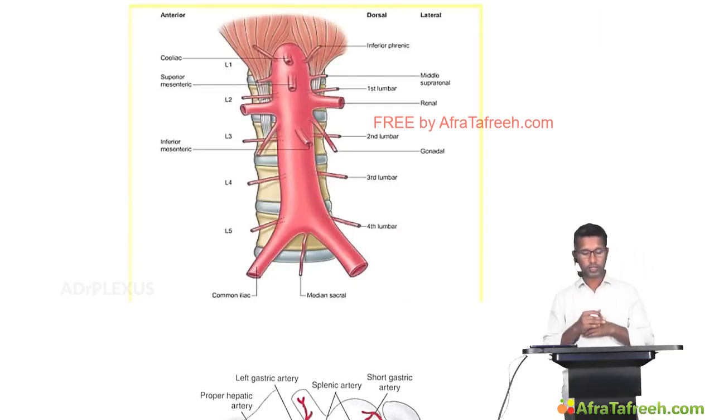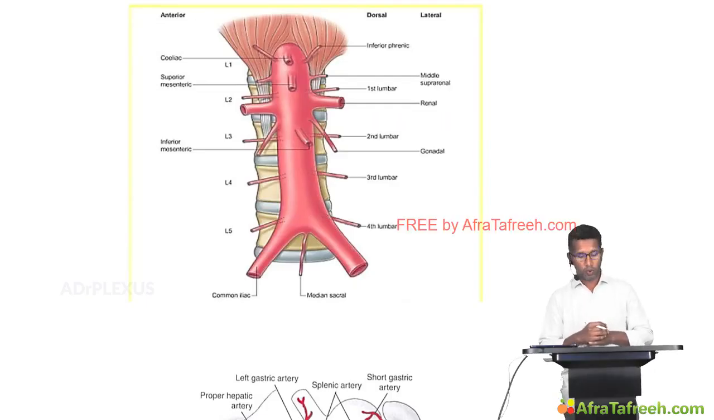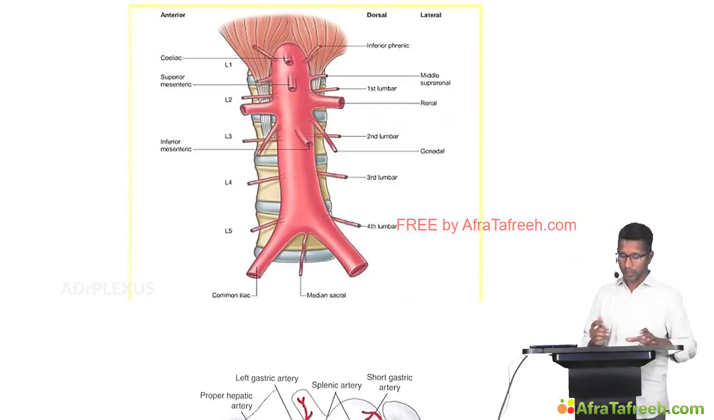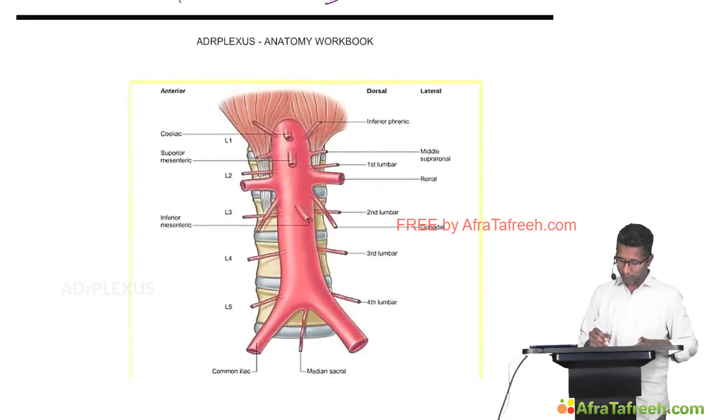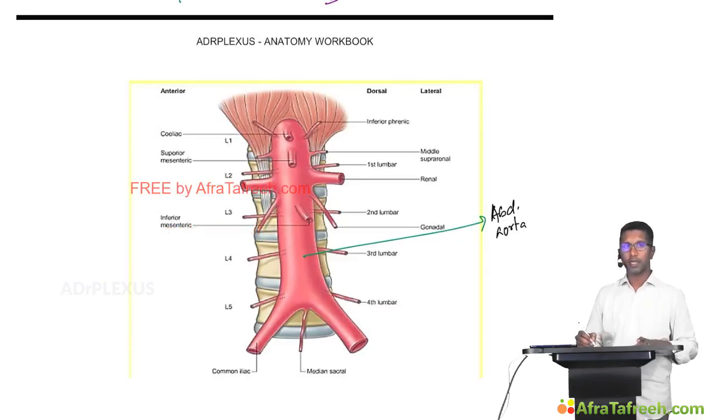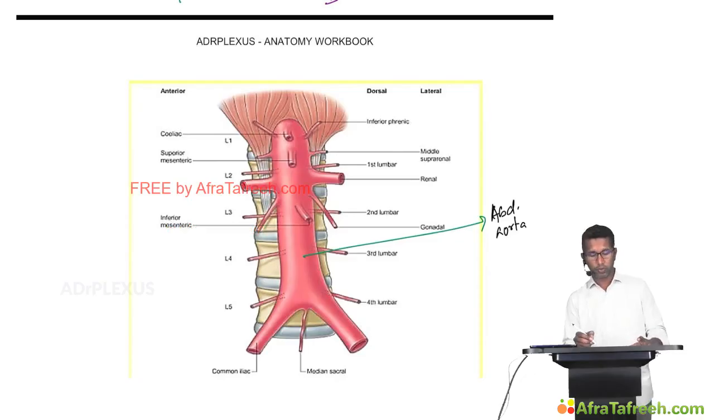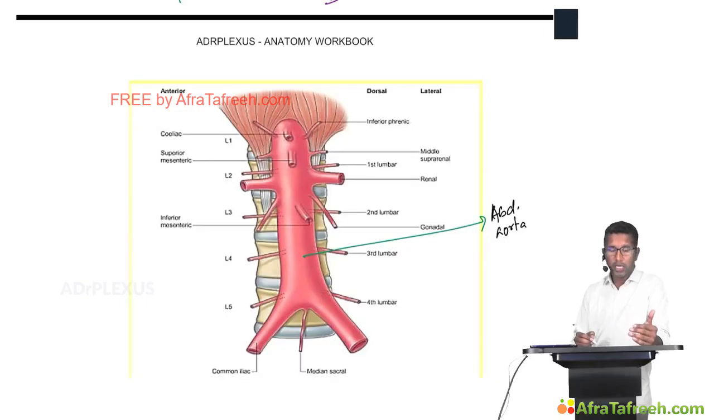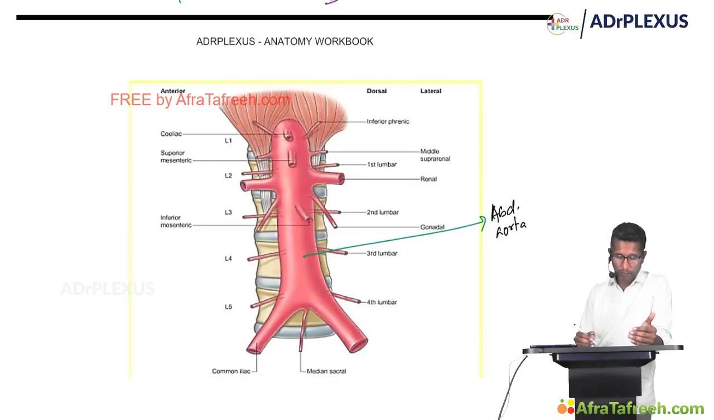One important structure seen in the posterior abdominal wall is the abdominal aorta. So this is the abdominal aorta. The abdominal aorta is a continuation of the descending thoracic aorta. And how does it enter the abdomen? It enters the abdomen through an opening in the diaphragm, which is called the aortic opening. I hope you know there are three major openings in the diaphragm.